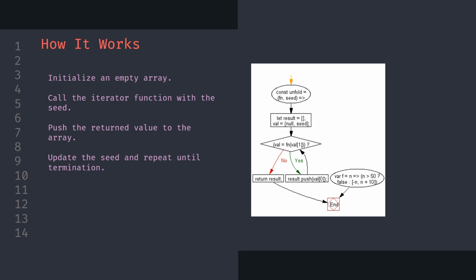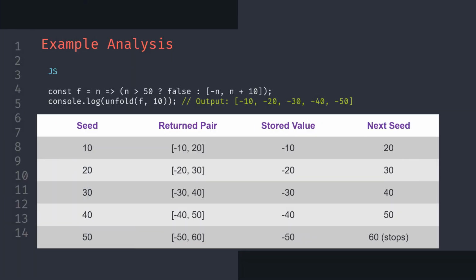Each iteration retrieves the value and updates the seed, storing only the first element of the return pair. When the function returns false, the process stops. This example demonstrates how the function iterates through values, generating a sequence until the condition is met.